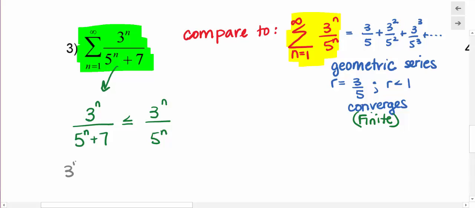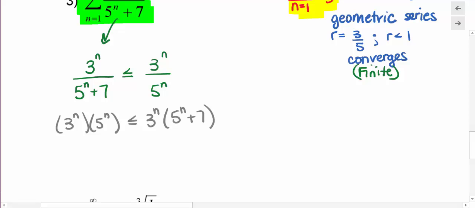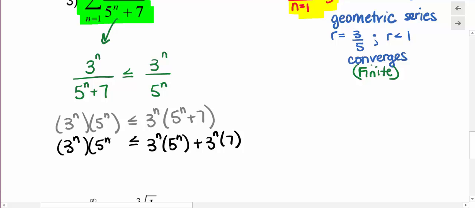It will be 3 to the n times 5 to the n, and 3 to the n times the quantity 5 to the n plus 7. And I'll keep going here. I can distribute this. I recognize that I can multiply that, but don't worry, because you're going to subtract it from both sides.